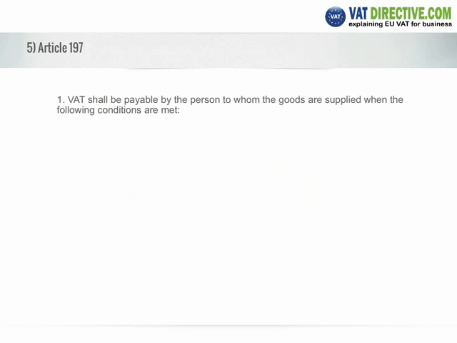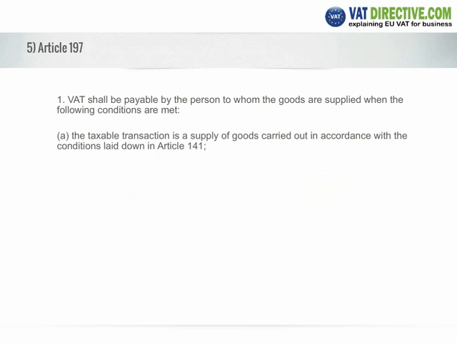Now, the actual simplification itself is found within Article 197, and this states that VAT shall be payable by the person to whom the goods are supplied, i.e. Frenchco in my example, when the following conditions are met. A, the taxable transaction is a supply of goods carried out in accordance with the conditions laid down in Article 141, so we'll look at that in just a moment. So there are some conditions that we need to comply with.